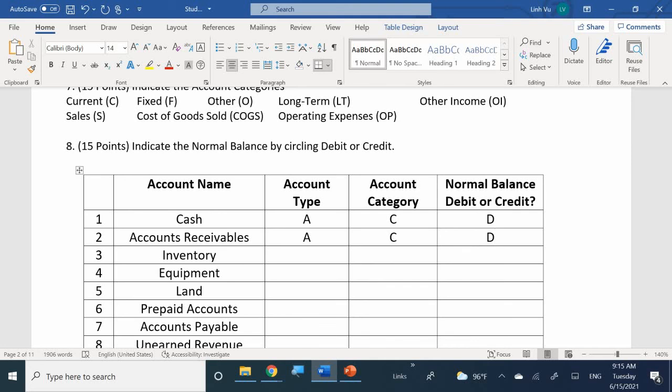What about inventory? It is definitely an asset because we own it, right? Now, how would we categorize inventory? Yes, it is definitely a current asset because we can turn it around and sell it for cash. So, what kind of normal balance would that have? A debit. It would definitely have a debit balance.